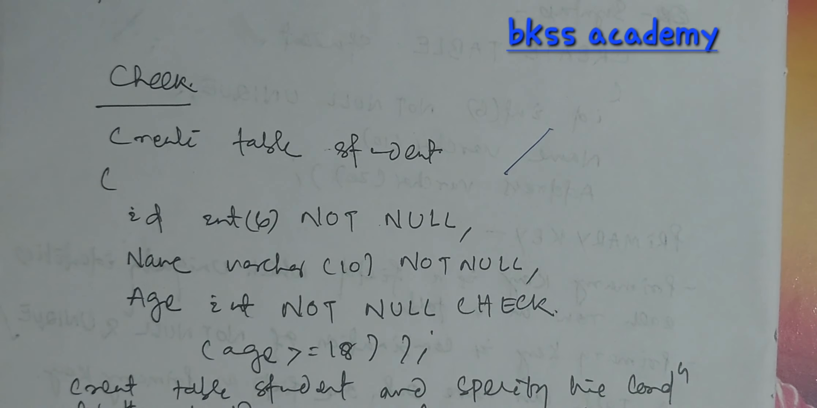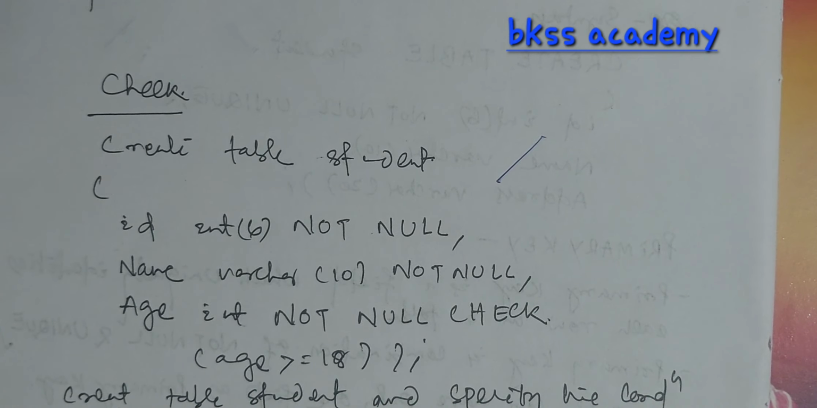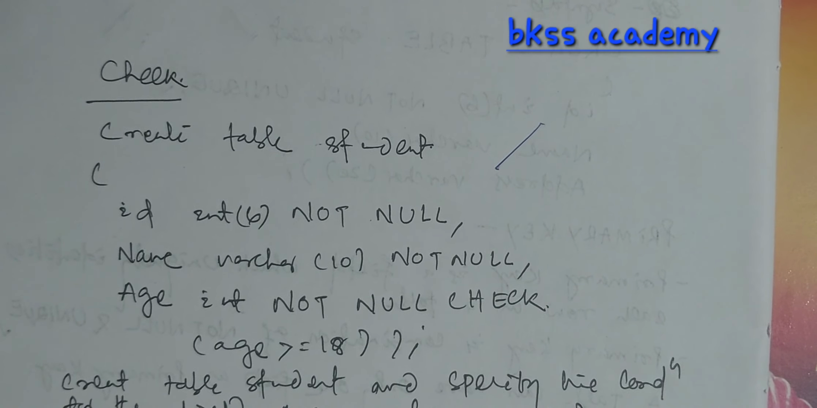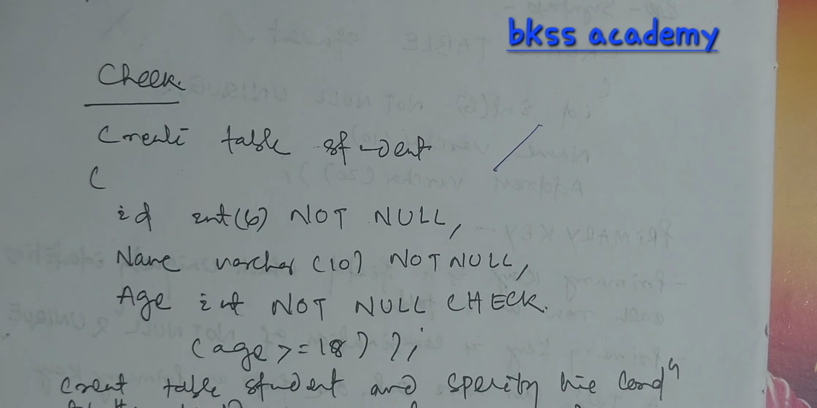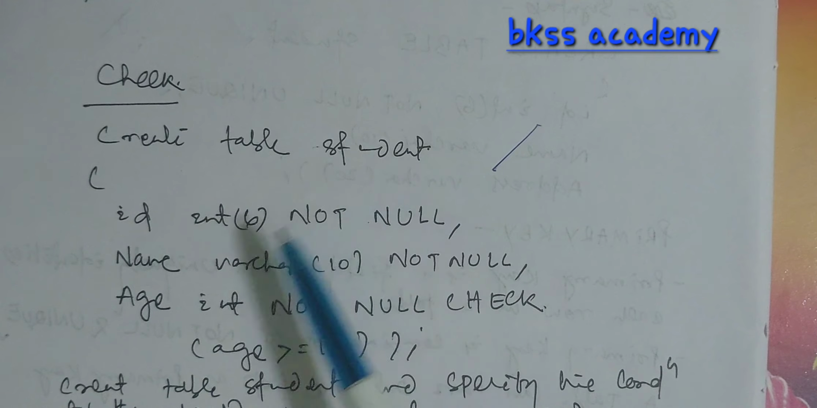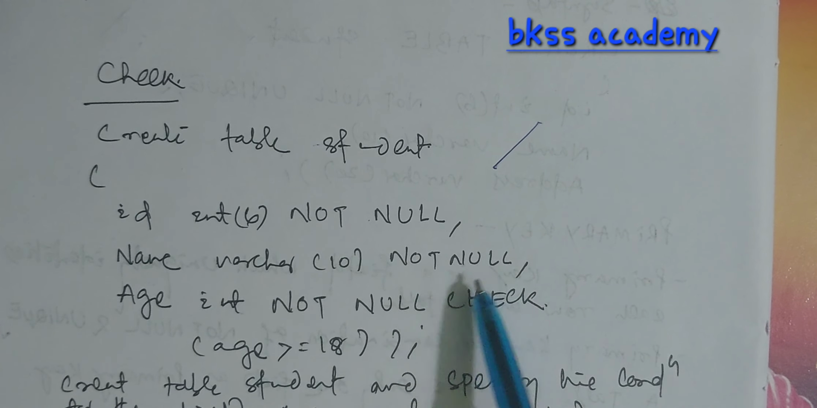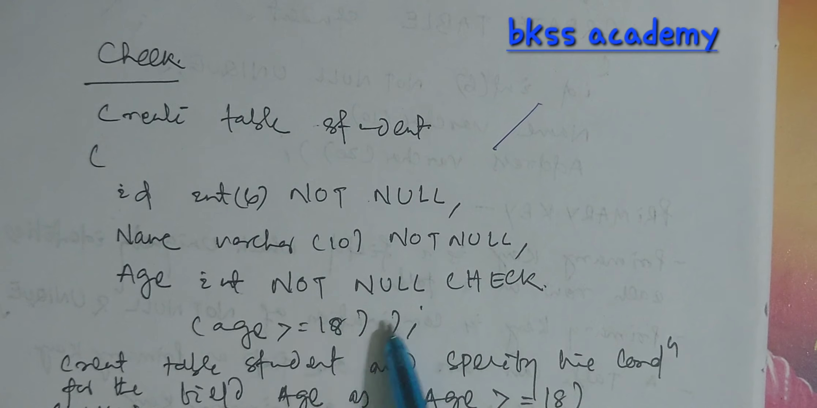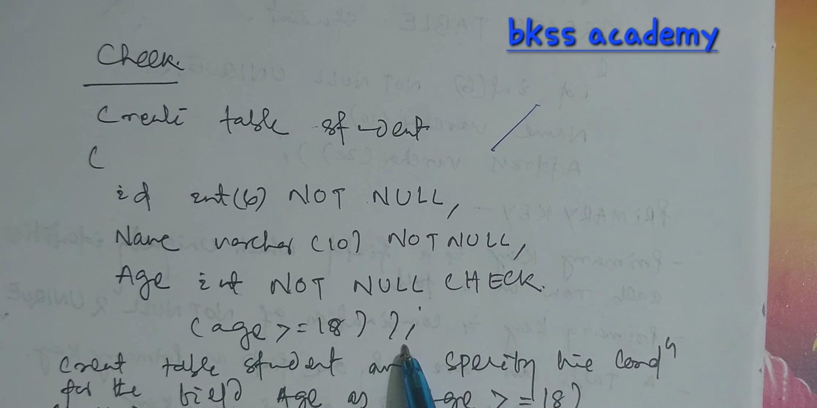By using the check constraint, suppose a question is there: create a table student and specify the condition for the field age is greater than or equal to 18. So the user is not allowed to enter any record less than 18. The syntax will be: create table student, id int6 not null, name varchar 10 not null, age int not null check age greater than or equal to 18; semicolon.